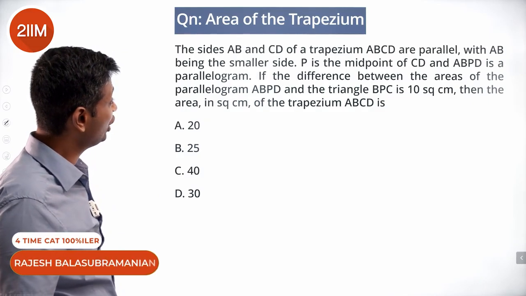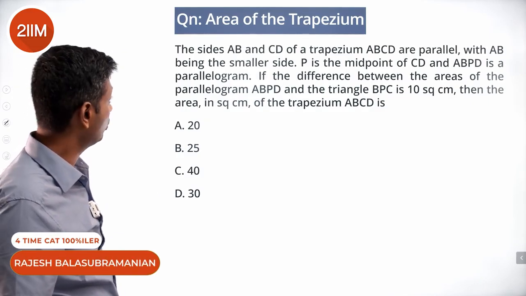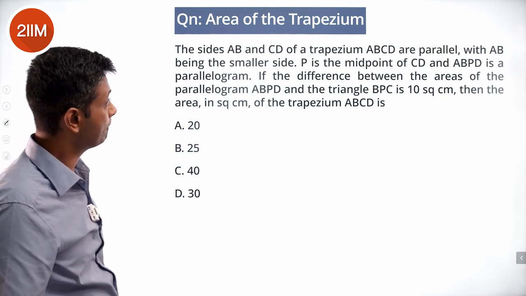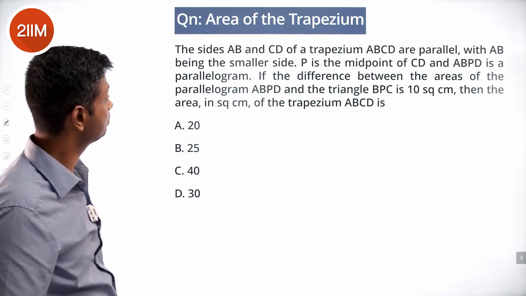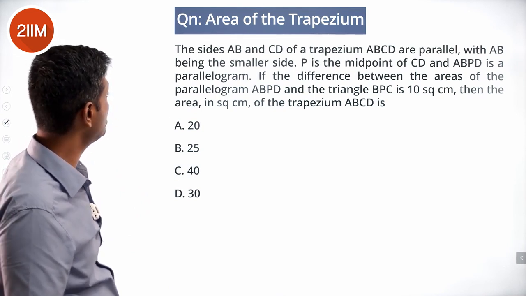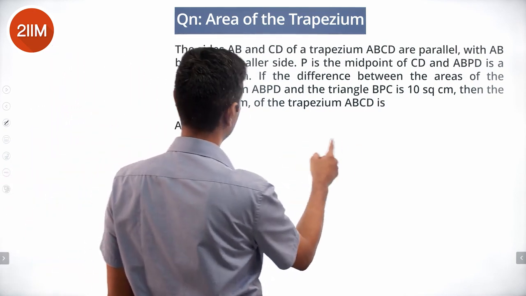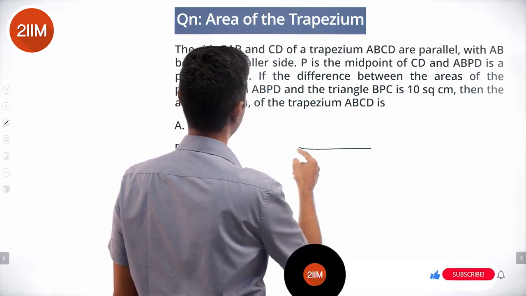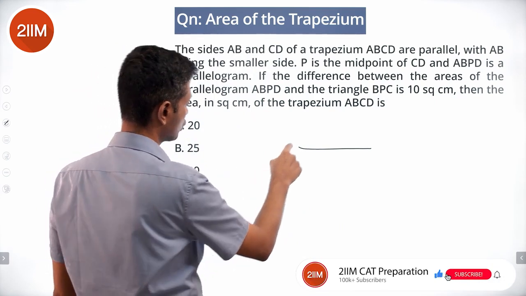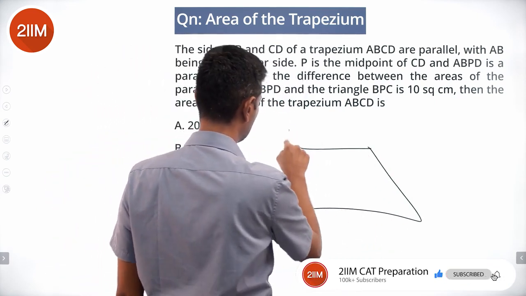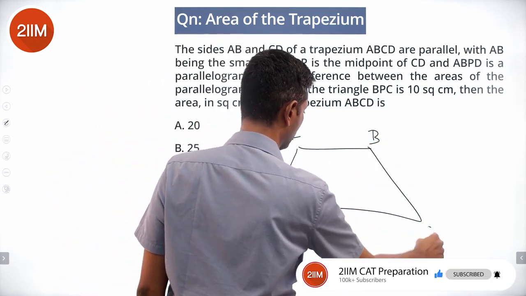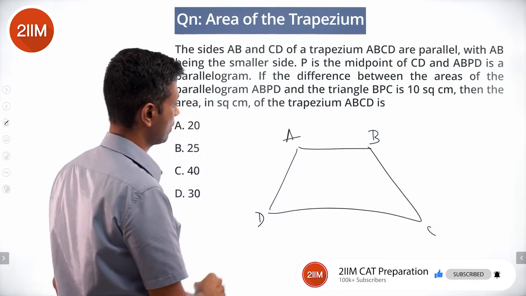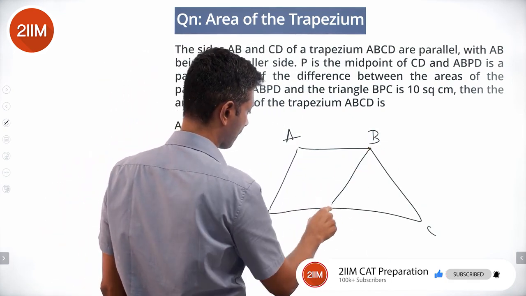The sides AB and CD of a trapezium ABCD are parallel, with AB being the smaller side. P is the midpoint of CD, and ABPD is a parallelogram. Nice. So A, B, C, D. P is the midpoint of CD.